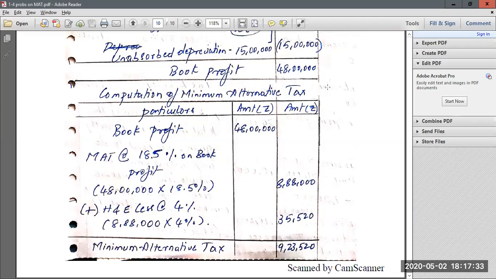Hope you have understood. In case you do not understand problems on MAT, please look at the format. Understand the format thoroughly, learn the items by heart or remember those items. Then have a look at these problems again. You will understand these problems for sure.